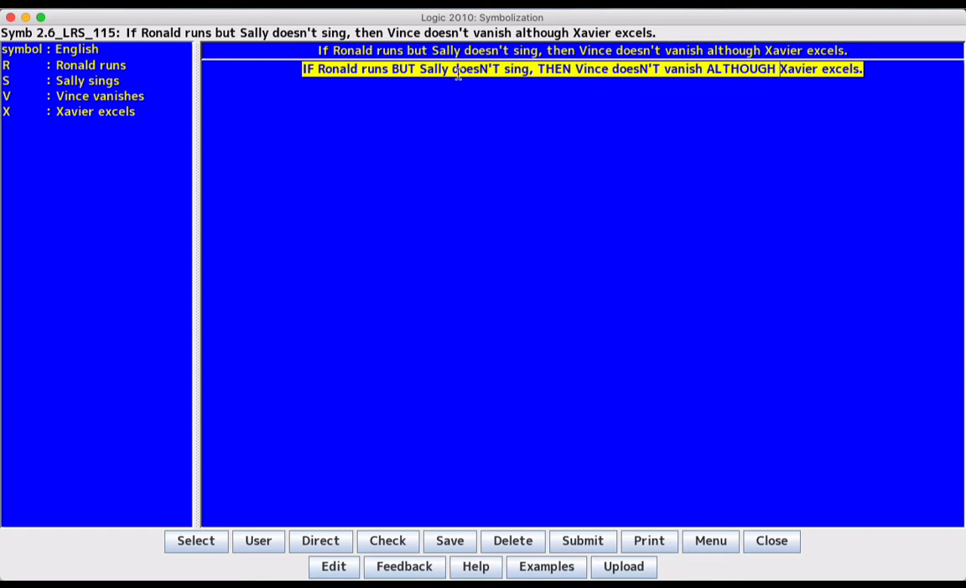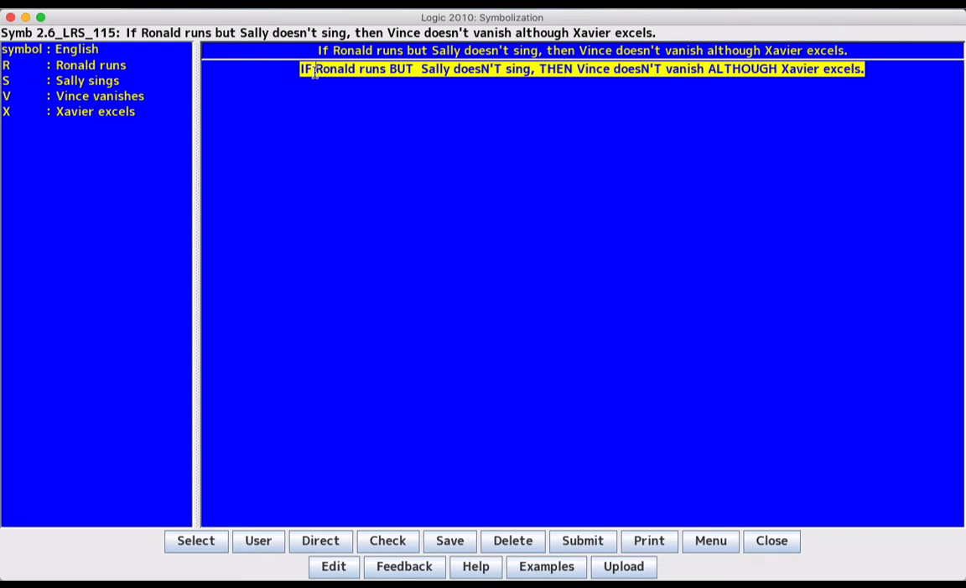So we can check. Let's say we get rid of this but. What are we left with? Well, if Ronald runs, well, that's not even a sentence, right? So that means that the but is not the main connective of the whole thing. We didn't build this whole sentence by taking this sentence and that sentence and putting but in between them, because that's not even a sentence.